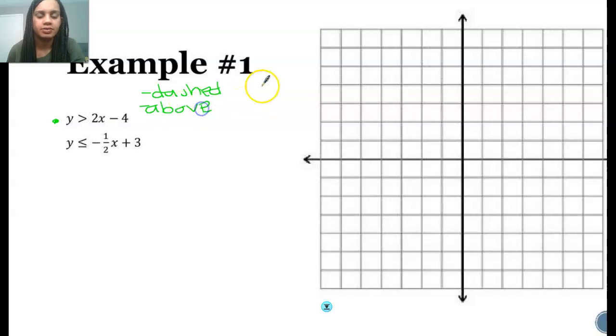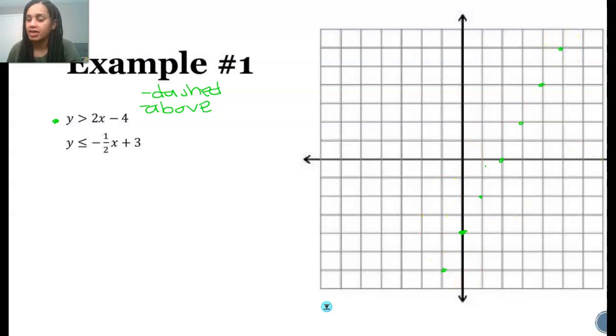So one thing I want to recall about this, when we had absolute value, we would say we're going to shade above the vertex. In this instance, we don't have a vertex, so when we're deciding above or below, we're talking about above or below the y-intercept. So let's look at this first one. I'm going to graph my y-intercept at -4. And my slope is 2, so I'm going to go up 2, right 1, up 2, right 1. Go as far as you can to the edge of the graph.